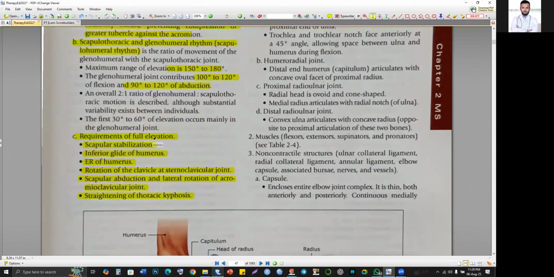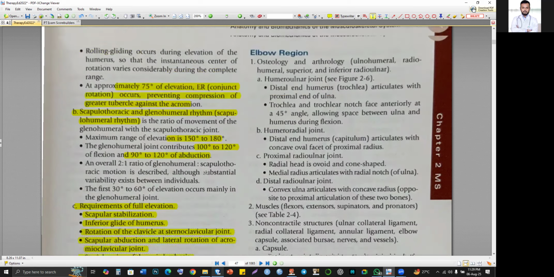If the joint wants to do the full elevation, there should be scapular stabilization, inferior glide of the humerus, that should be okay. Then external rotation of the humerus, the rotation of the clavicle at sternoclavicular joint, scapular abduction and lateral rotation of acromioclavicular joint, and strengthening of thoracic kyphosis, which is very important to do a full elevation. That's for today.